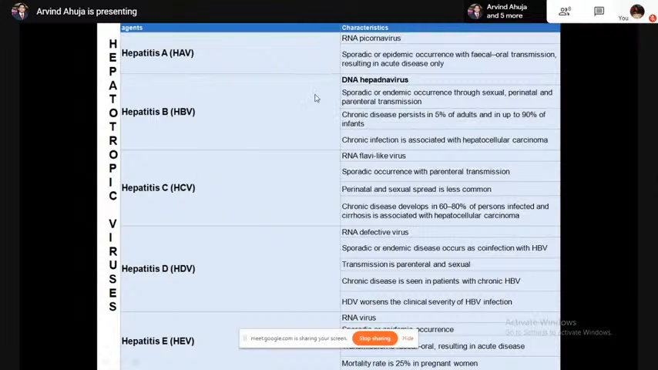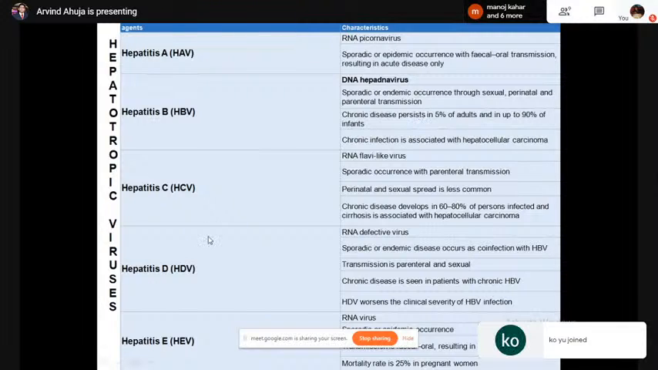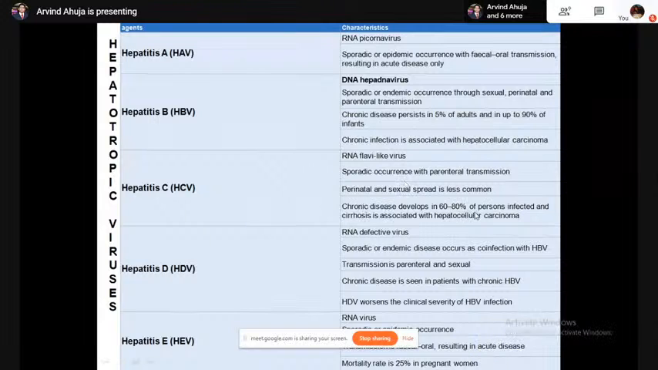Hepatitis A is an RNA virus, and it causes disease by fecal-oral transmission, and it is mainly responsible for acute hepatitis, especially in India. Hepatitis B is common all over the world, and it basically leads to chronic hepatitis, and it is also associated with cirrhosis and hepatocellular carcinoma, as we all know. And HCV is rising, and it is a chronic disease, developing in 60 to 80% of persons. It is mainly through perinatal and parenteral transmission, and sexual spread is less common.